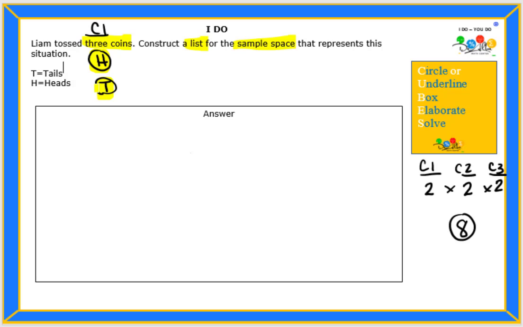But then we're going to toss our second coin. So even though I landed on heads on the first coin, I could still land on heads on the second coin. And I can land on tails also on the second coin. Same thing, if I got tails on the first coin, I still can get heads on the second coin or tails.